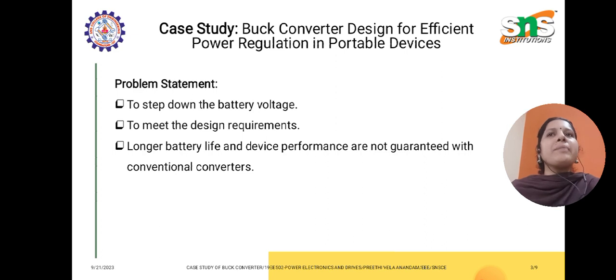The problem statement is that a leading electronic manufacturer aims to design a buck converter for their new smartphone model. The converter's primary objective is to step down the battery voltage to provide a stable power for the device's core components, including the microprocessor, display, and the various sensors. The design must meet the following requirements. Let's see the requirements one by one.